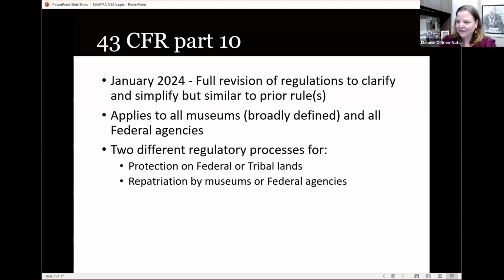The part we're going to talk about are the requirements for repatriation of human remains and cultural items by museums and federal agencies. So there are two important parts to NAGPRA, and it's important to know that they are separate and distinct. And we're going to focus today just on the second one, the repatriation requirements.